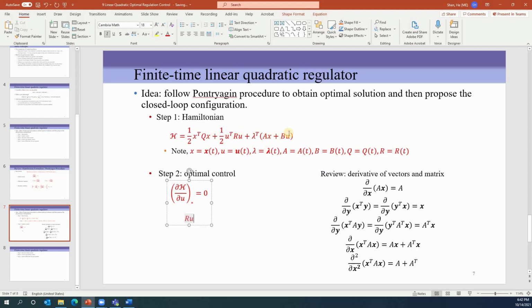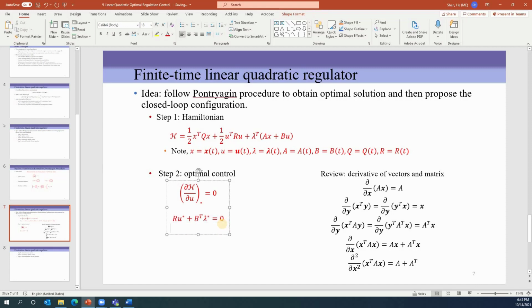And how about here? We need to take a derivative of lambda transpose times B times u with respect to u. What is that? That will give us B transpose times lambda. Lambda is a vector. That is equal to 0. This will give us the optimal control. If we want to be more accurate, we should put a star there, which tells us that this is the optimal control. The optimal control is related to the optimal lambda.